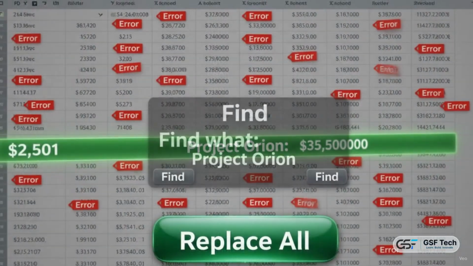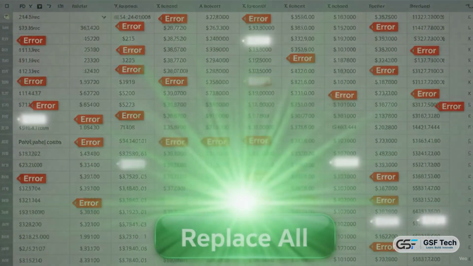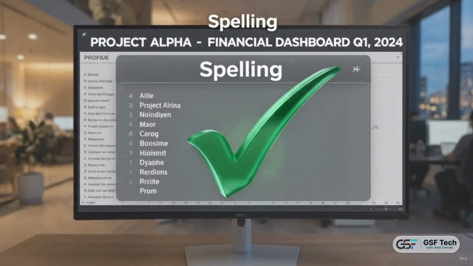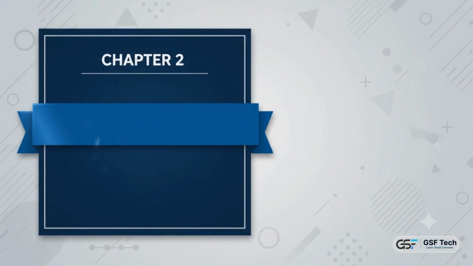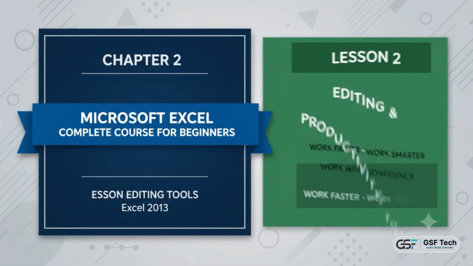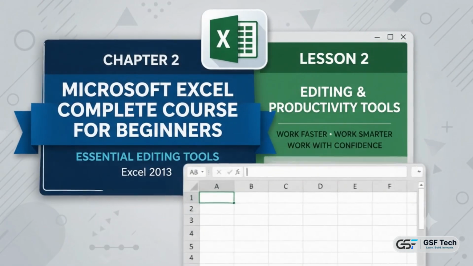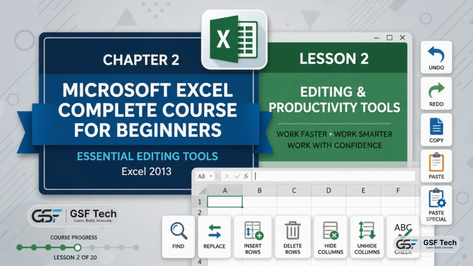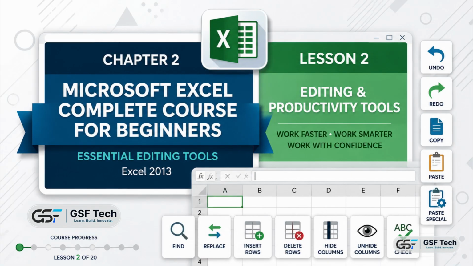Imagine finding one value among 50,000 rows in just a few seconds. Replacing hundreds of mistakes with a single click. Reorganizing your worksheet without breaking your data. And making sure every report is free from spelling errors before you share it. By the end of this lesson, you'll know how to do all of that, like an Excel professional. Let's get started.